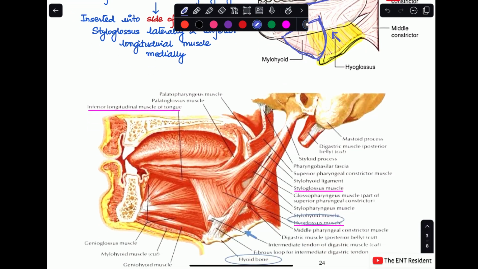We'll see in the picture right over here. This is the hyoglossus muscle. It has taken origin from the upper surface of greater cornu and partly from the body of the hyoid bone. It is passing forward and upward, as you can see in the direction, and it gets inserted into the side of the tongue. It passes between the styloglossus laterally, this is the styloglossus muscle, and the inferior longitudinal muscle, which is this muscle, medially.